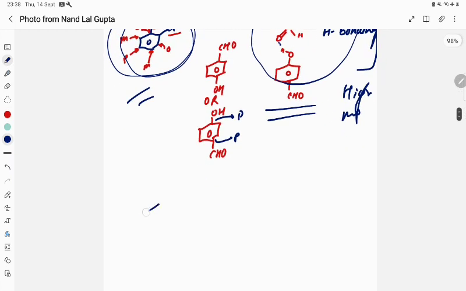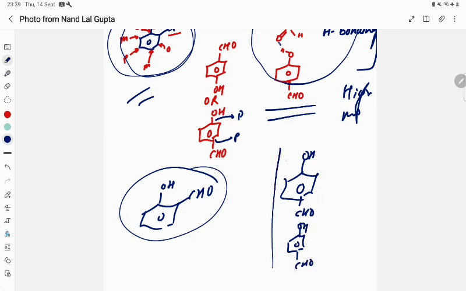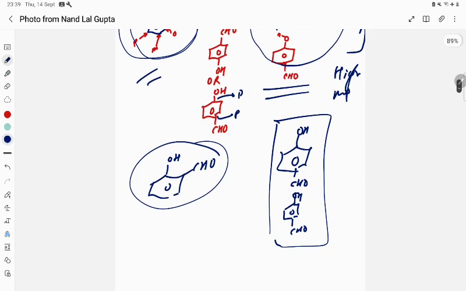Ortho exists alone. So if anything exists alone, van der Waals forces will be small, or weaker, because it's a small molecule. But when you talk about the para one, it exists as many molecules, in the form of many molecules. So associated molecules. So what will happen? Its molecular mass will be high, van der Waals force will be high. So it will not melt easily.